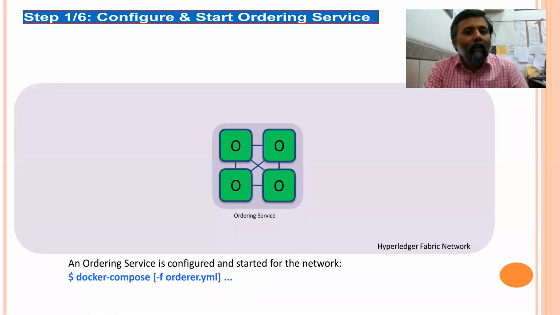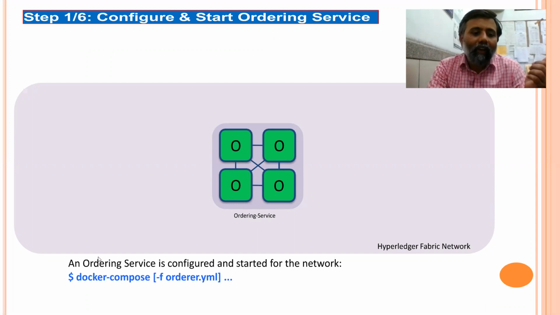So let's start. Firstly, we will configure our ordering services. And we know that in a Hyperledger Fabric network, this ordering service is responsible for ordering the transactions which are received from the client after endorsement from the endorser. So this ordering service, we know that it can be a solo one and it can be a distributed network where more than one node will participate for ordering.